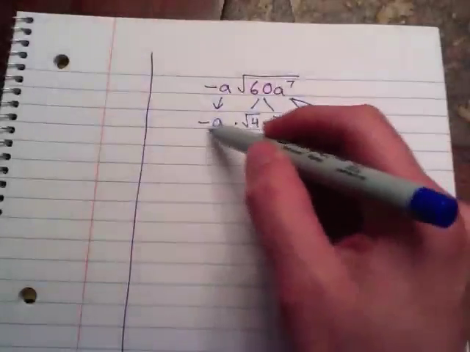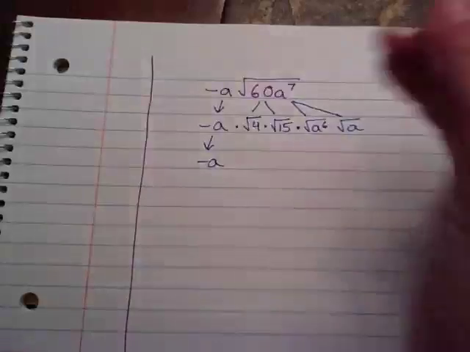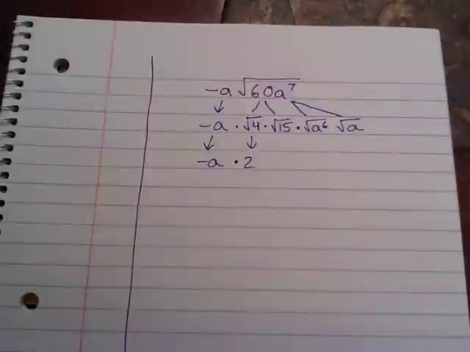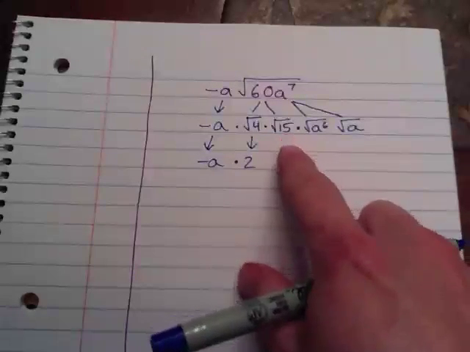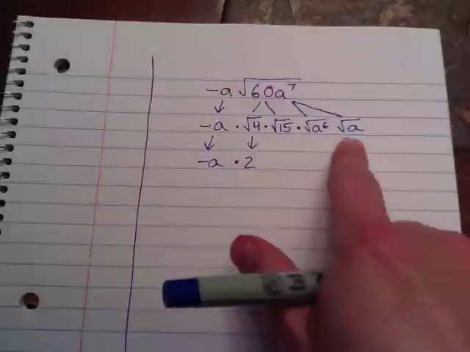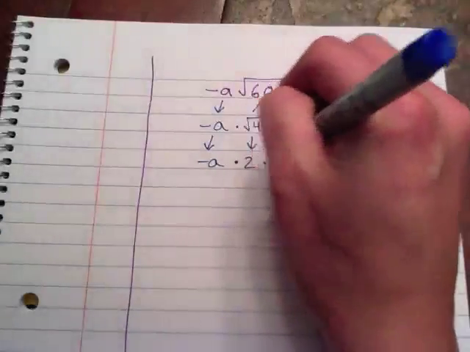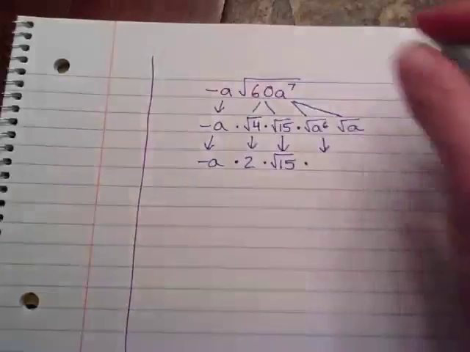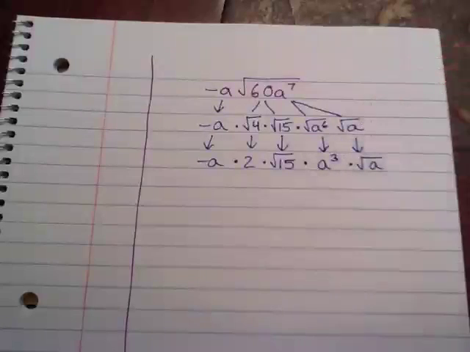And make sure you don't lose any number that was out in the front as you're breaking it down, so you always want to bring that down each time. So I have a negative a, square root of 4 breaks down into 2, so times 2. Square root of 15 doesn't break down into a perfect square. It has the factors 5 and 3, but there isn't a 5 or a 3 up here in the square root, so it doesn't matter. So I'm just going to leave it as the square root of 15. A to the 6th breaks down into a to the 3rd. And then the square root of a stays square root of a.